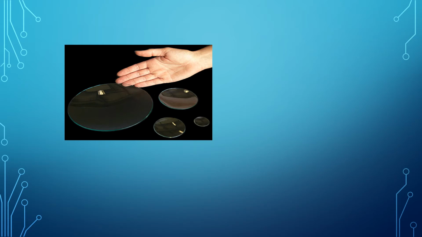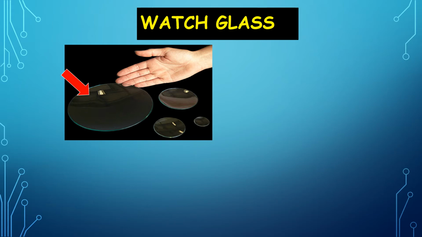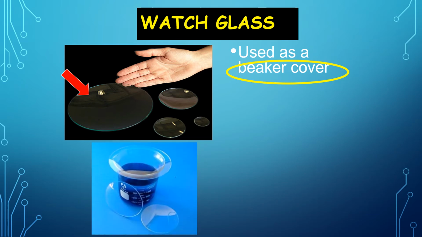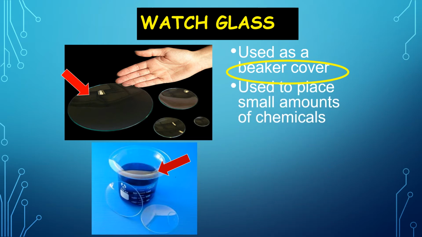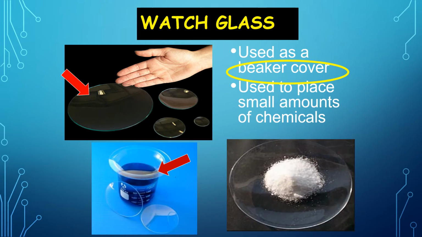So what about this one? What is the name of this laboratory equipment? It is called, what is it? It is watch glass. So what is the function of watch glass? Used as a beaker cover. So beaker cover. Let us see. So you have the beaker and then the watch glass. So it can be used as cover. What else? Used to place small amounts of chemicals. So it could be a container.